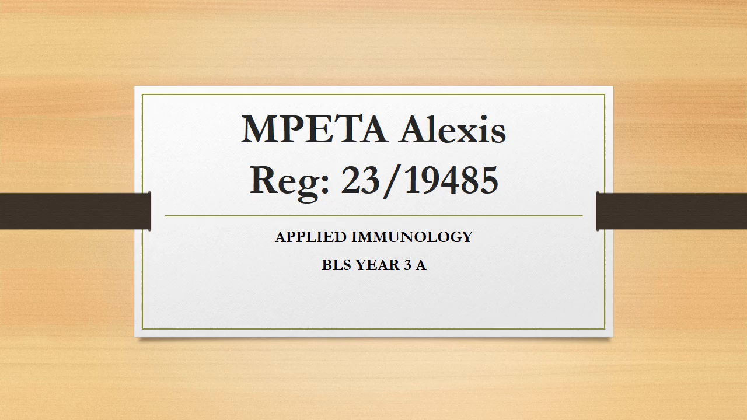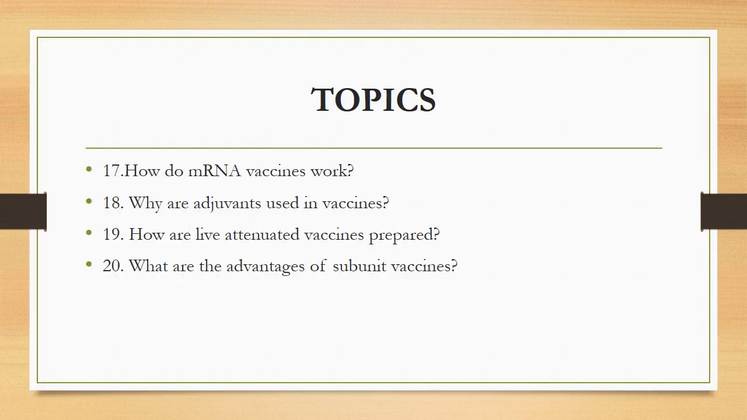So I'm going to present some more questions related to applied immunology level 3. The first question or topic of today is how do messenger RNA vaccines work. The second question is why are adjuvants used in vaccines. The next question is how are live attenuated vaccines prepared. The next one is what are the advantages of subunit vaccines.